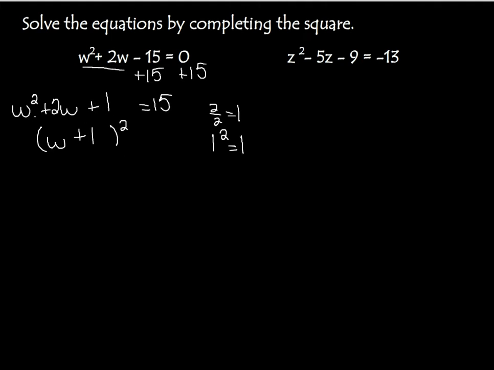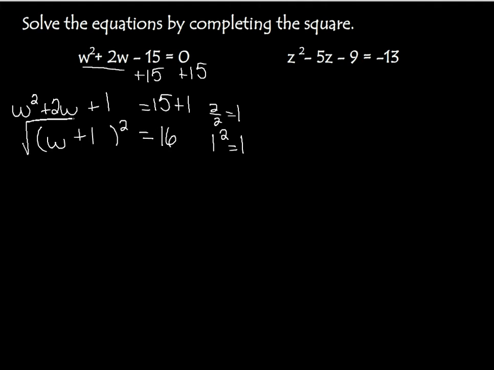But if I add 1 to this side of the equation, I have to add 1 to the other side of the equation. I need to keep it balanced. So 15 plus 1 equals 16. And now I think we've probably done the hardest part of the equation. But we're going to keep going.